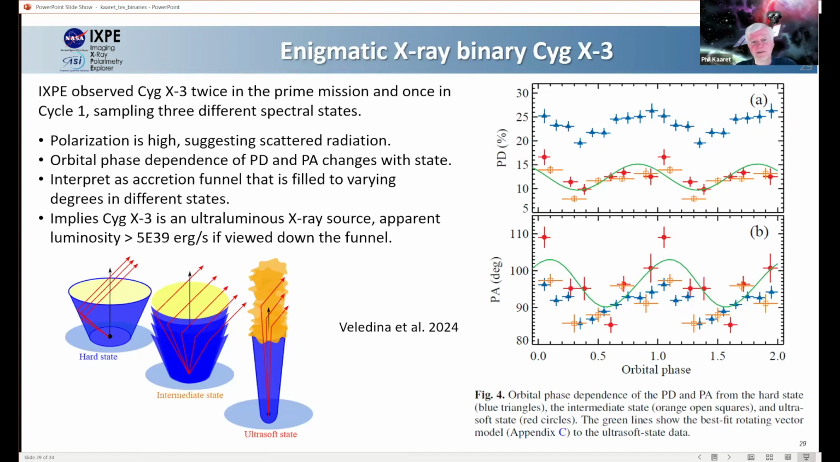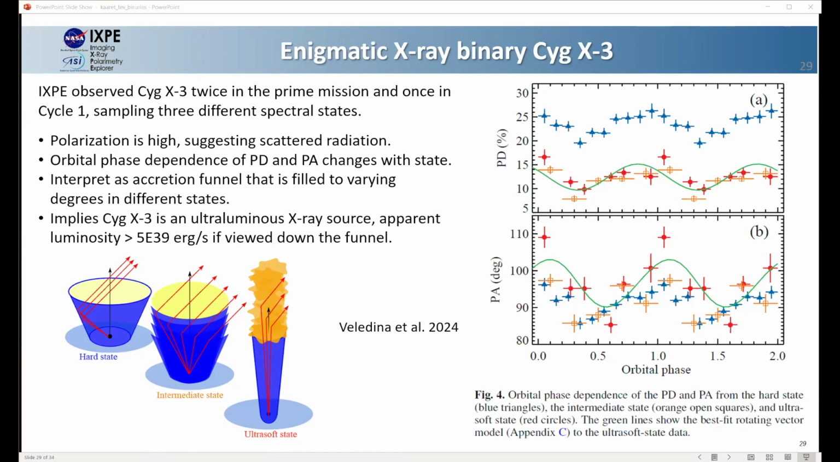In the hard state, the funnel is essentially empty inside, but then when we go to the ultra soft state, it actually gets very filled. And so in that case, we're not seeing the central object at all. What we're seeing is the scattered radiation coming off the inside of the funnel or from material inside of the funnel. And again, this leads to the conclusion Cygnus X3 is an ultraluminous X-ray source.